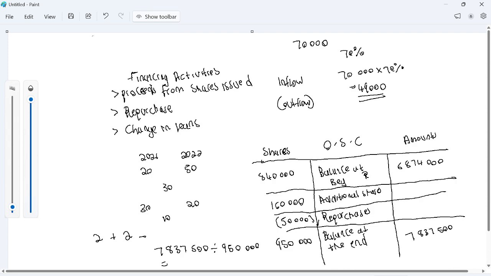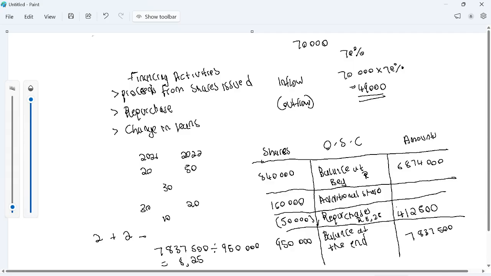So you're gonna say your 7,837,500 divided by 950. So what is your price? Your share price is 8,25. So therefore R 8,25. So therefore you multiply it by 50,000 shares. So therefore your shares is 412,500.